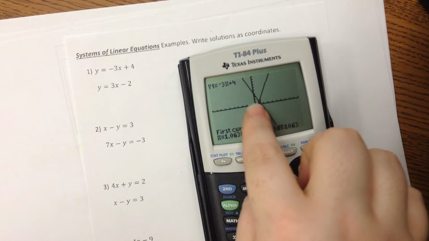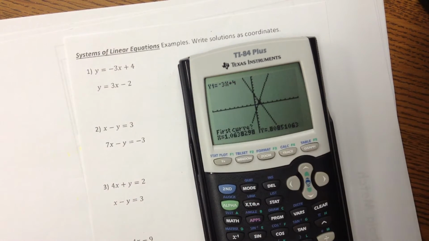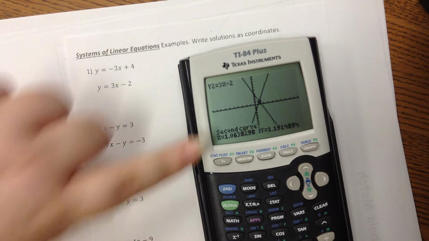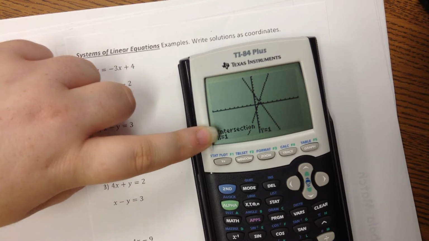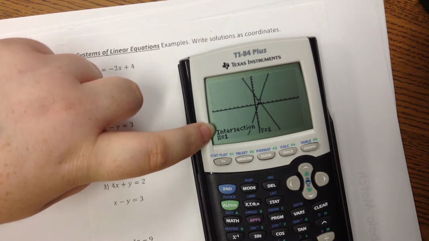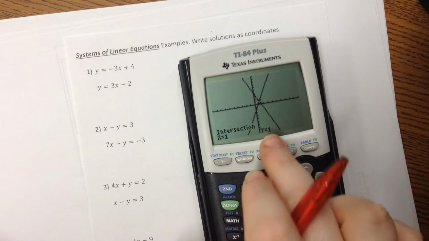Once we're in the general location of it, I'm going to press enter 3 times. So enter, enter, enter. Once you press enter the third time, it should pop up to say intersection, which is exactly what we want because that's what we were looking for, the intersection. So the intersection is at positive 1 and positive 1.